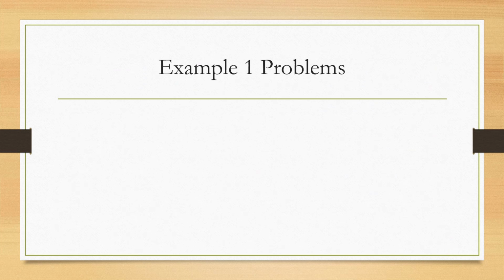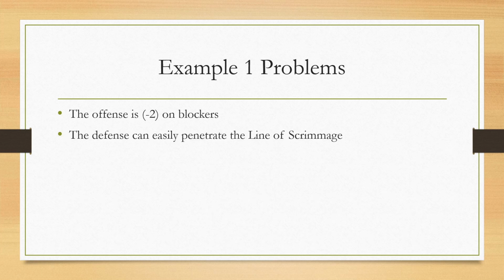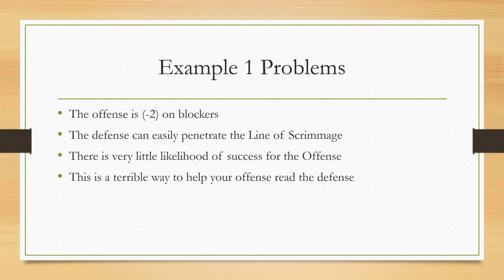So what are the problems with this example? The offense has -2 on its blockers. The defense can easily penetrate the line of scrimmage. There is very little likelihood of success for the offense since there are those 2 extra rushers. It's a terrible way to help your offense read the defense because they know that there are 11 coming at them. There's nothing that they can do about this. And the defense is squeezed into the box, so they're not actually accountable for the other sides of the field. Just a bad play design in general.